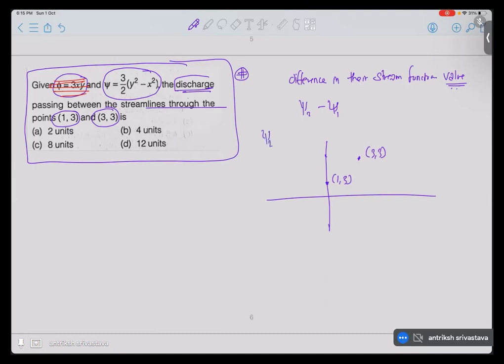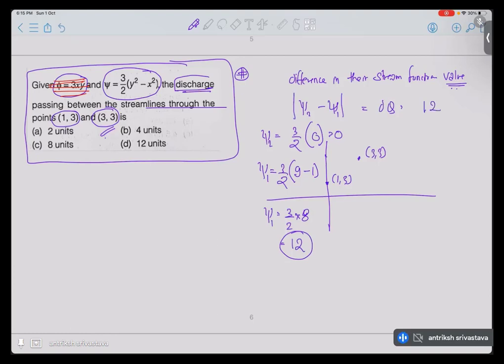What is psi 2? Psi 2 is nothing but 3 by 2, 3 square minus 3 square, which is 0. Psi 1 is nothing but 3 by 2, 3 square is 9, minus 1 square, 1. So psi 1 is 3 by 2 into 4, 8, so 12. So psi 2 minus psi 1 is going to give us 12. Actually it's the magnitude, so we take the magnitude and we get the answer as 12.